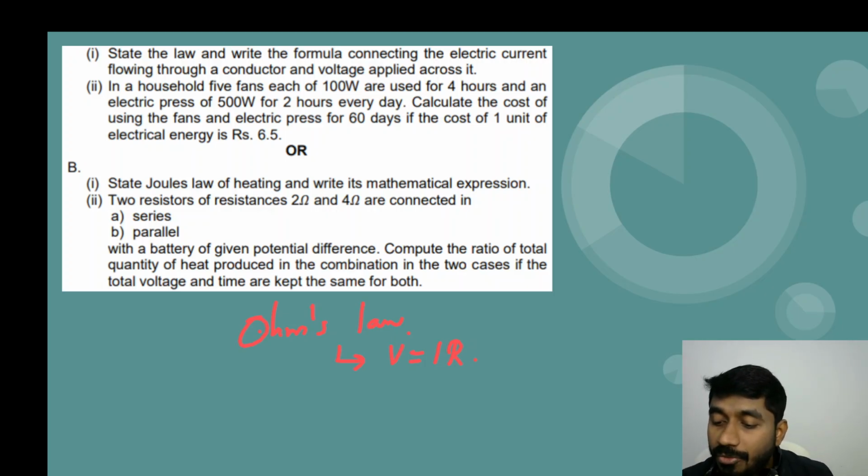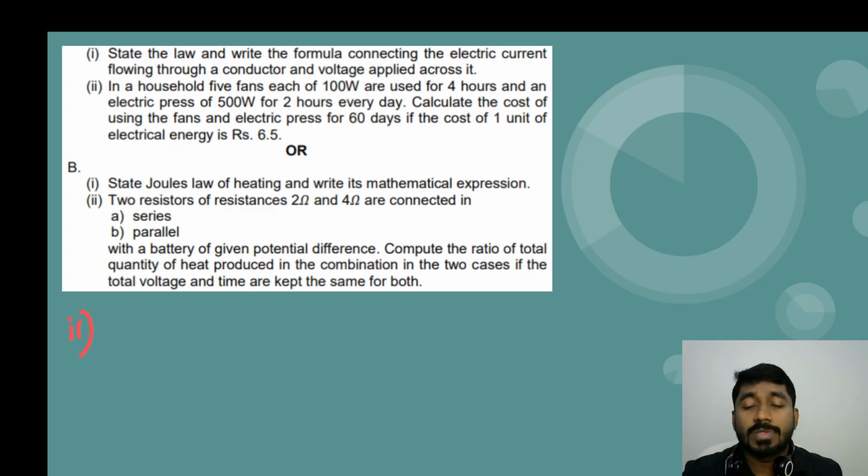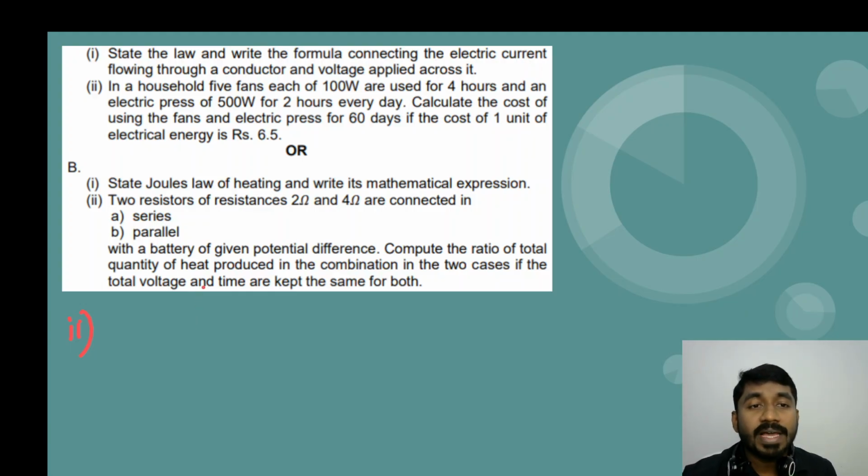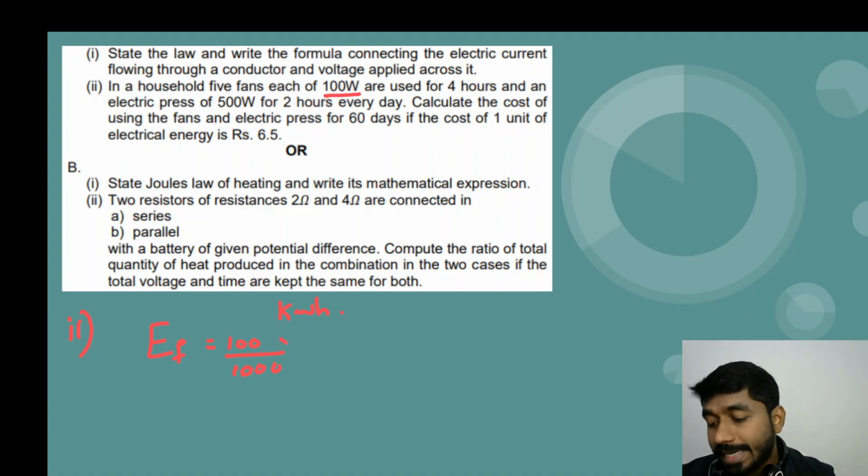In a household, 5 fans. Okay, that's a very important question. Second question. So the first question was: explain Ohm's law. In the second question, in a household, 5 fans of 100 watts each are used for 4 hours. So the energy used by the fan is equal to, the unit of energy for commercial purposes is kilowatt hour. Here the power given in this question is in watts. So first you convert the watts into kilowatts, multiplied by how many hours you have used. So you will get the energy used by the fan in 1 day.